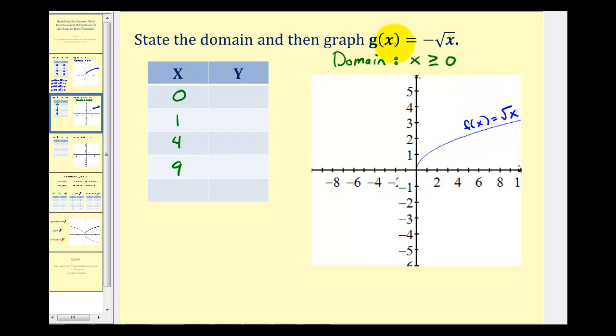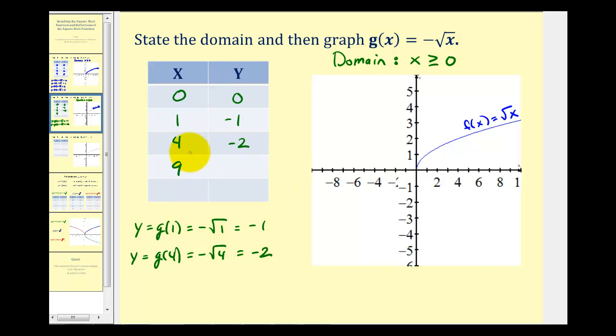We'll notice when x is equal to 0, our function value is still going to be 0. But then when x is equal to 1, y is going to be equal to g of 1, which is equal to negative square root 1. So now the output of the y value is negative 1. When x is equal to 4, y is going to be equal to g of 4, which is negative square root 4, which will be equal to negative 2. And then when x is 9, y is going to be equal to g of 9, which will be negative square root 9, or negative 3.